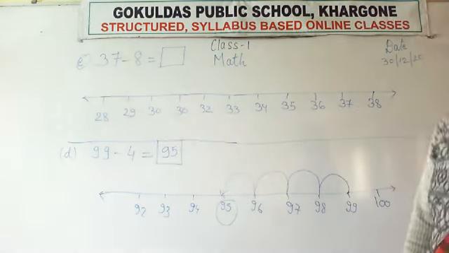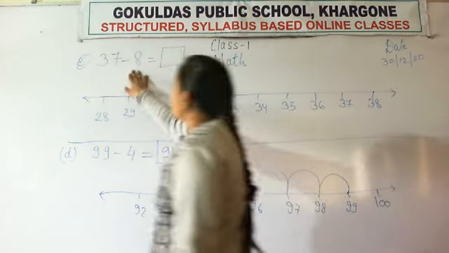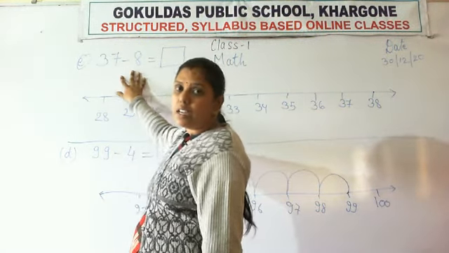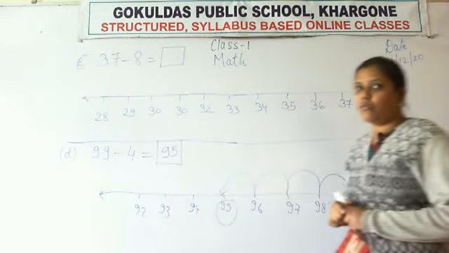Now what is the question? 37 minus 8. 37 minus 8. That means you are on which number?